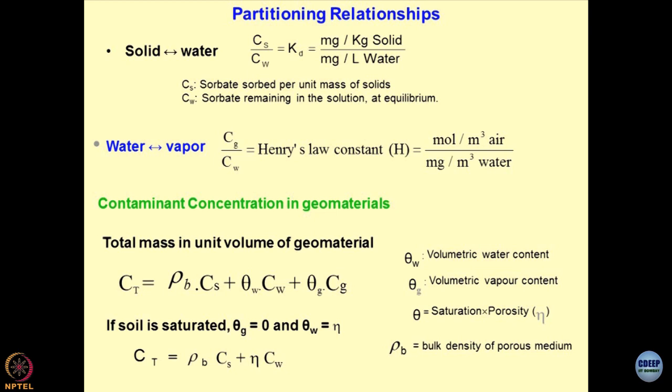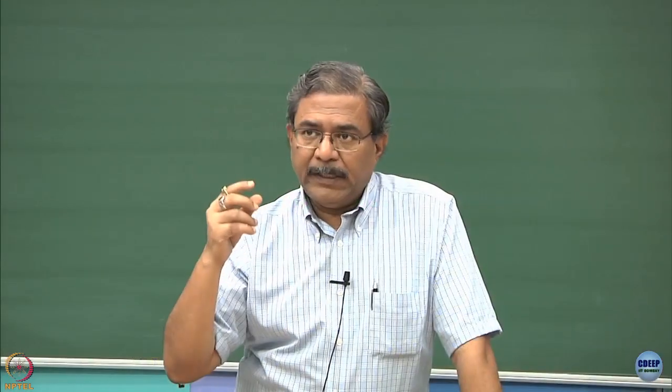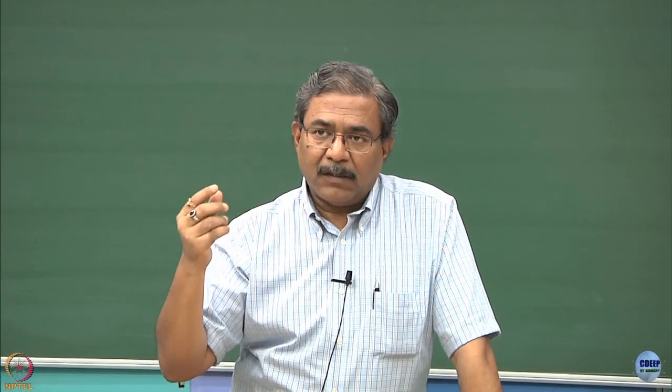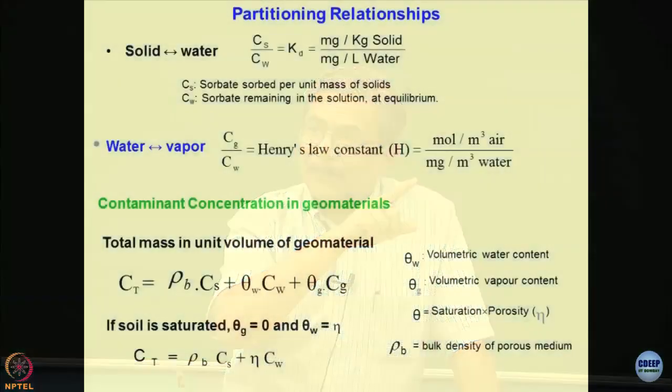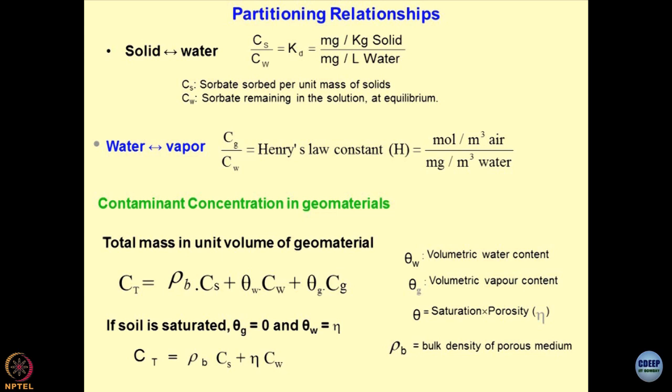So, this is the Kd parameter. Imagine if I have 1 gram of clay and I dip it in a solution of some molarity, some concentration of cations. How many cations have got sorbed on the clay particle can be obtained by deducting the Cw from the initial concentration by using ICP or atomic absorption spectrophotometry. Is this okay? So, Cs is the sorbate which is sorbed on the solids and Cw is the sorbate which is remaining in the solution at equilibrium.